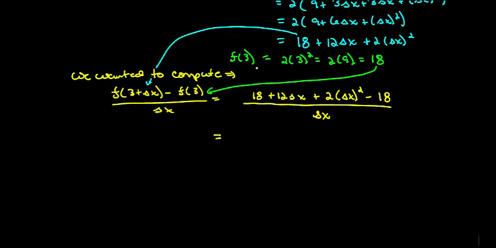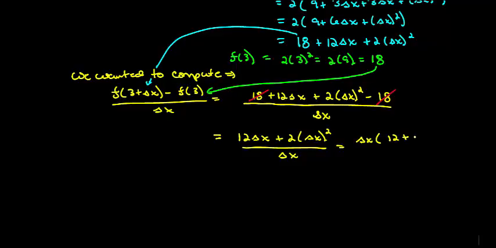So what cancels here? Well, the 18s cancel out, and we're left with 12 times delta x plus 2 delta x squared, over delta x. Now we're going to factor out a delta x and divide by our delta x, and those cancel as well. And so what are we left with? We're left with just 12 plus 2 delta x.